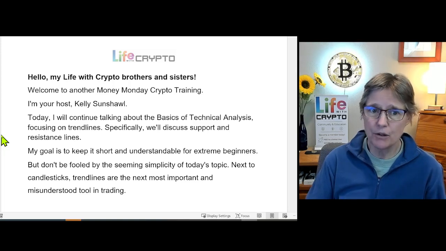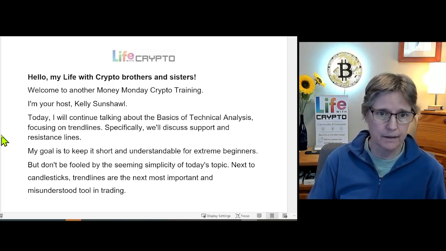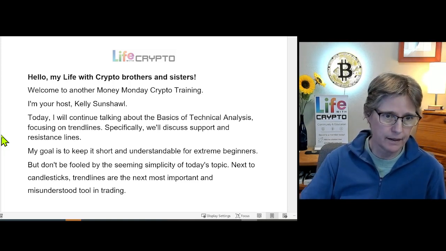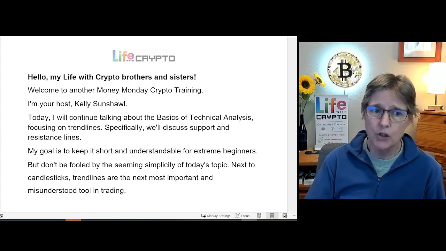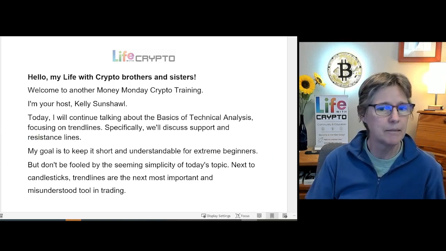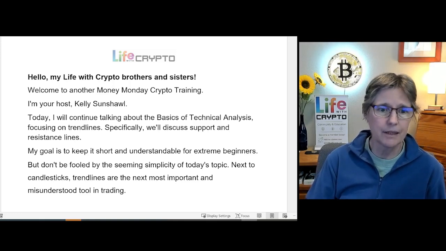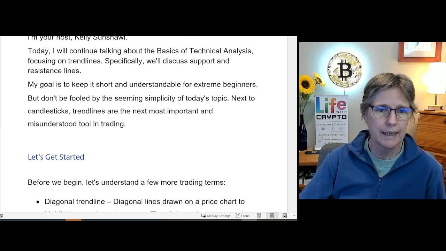Today, I will continue talking about the basics of technical analysis, focusing on trend lines. Specifically, we'll discuss support and resistance lines. My goal is to keep it short and understandable for extreme beginners, but don't be fooled by the seeming simplicity of today's topic. Next to candlesticks, trend lines are the next most important and misunderstood tool in trading.